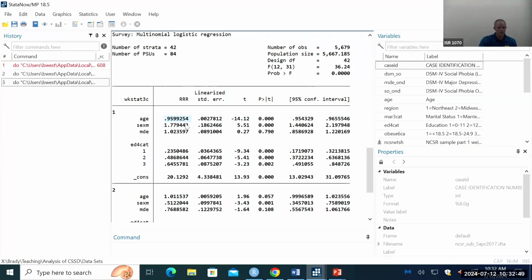What about gender? Here the odds ratio is 1.8, let's call it, rounding up. So if I'm a male relative to female, the odds of being employed versus not in the labor force go up by about 80%, multiplied by 1.8. Now, why would males have such higher odds of being employed as opposed to not in the labor force? Why would that be?